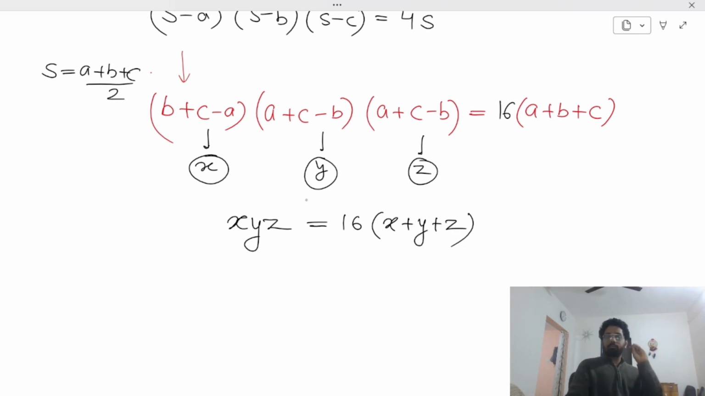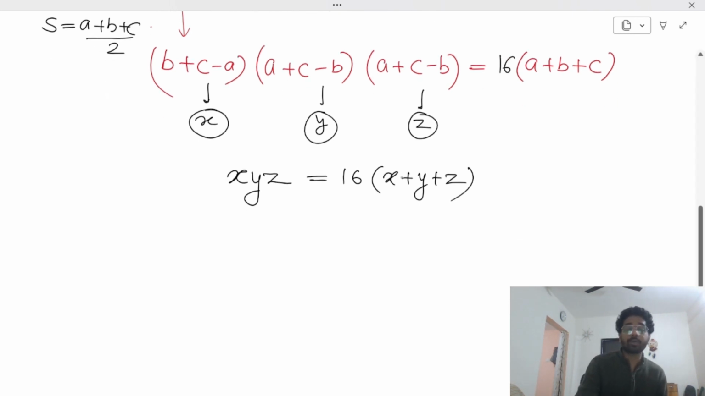You can just put the values over here. What values? x equals b plus c minus a, y equals a plus c minus b, z equals a plus b minus c. You will get to know a plus b plus c is x plus y plus z. This is one conclusion that you are going to have.